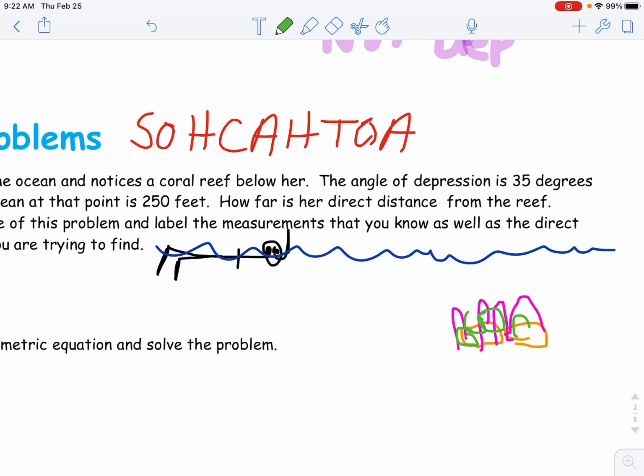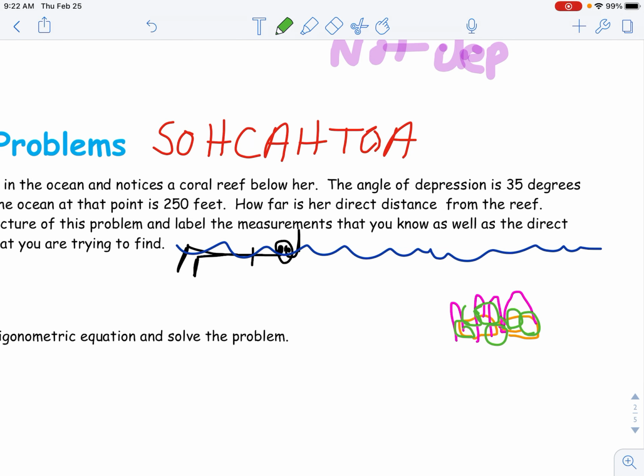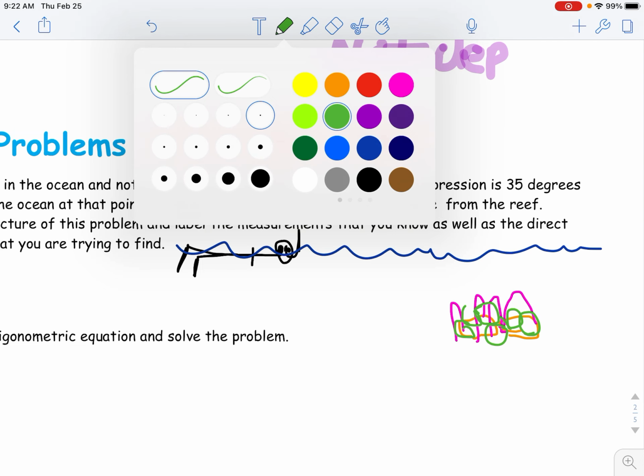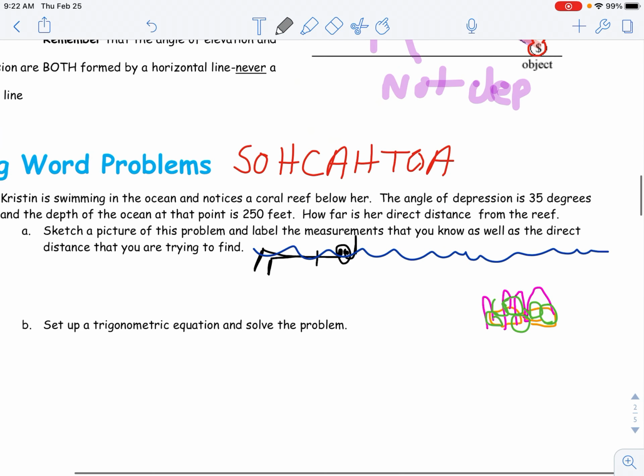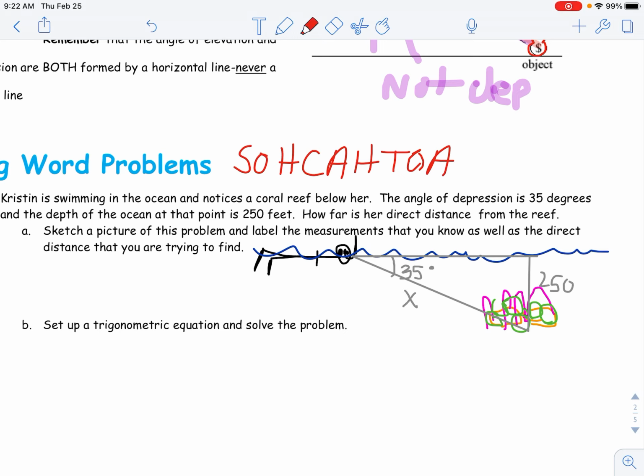All right, and coral reef's got all kinds of things on them. All right, so that's a coral reef. Now, the angle of depression, what's that? You look straight out and then down. So it's this angle right there. That's 35 degrees. Now, the depth of the ocean at that point is 250 feet. We want the direct distance, that right there, x. So this is what we're focusing on.